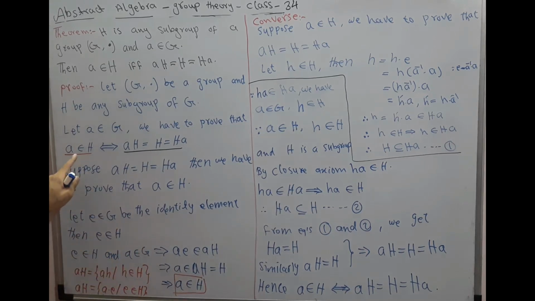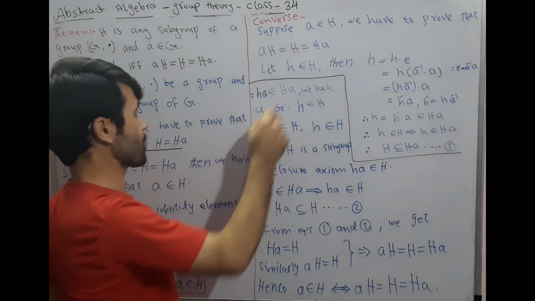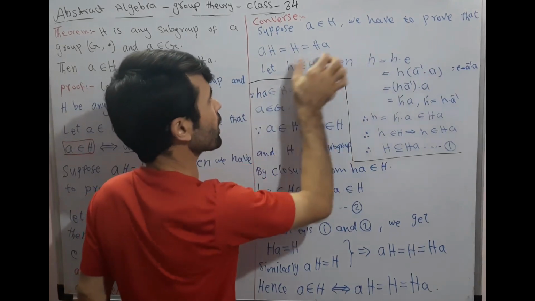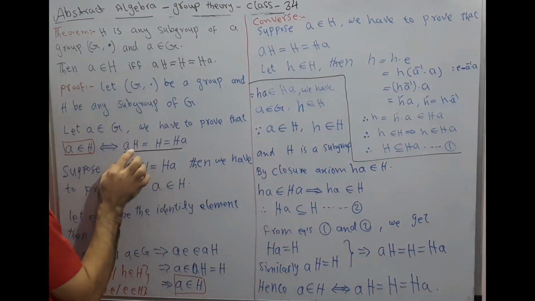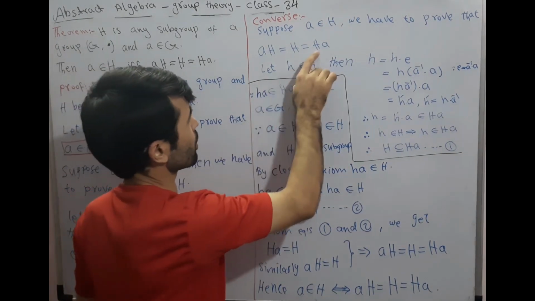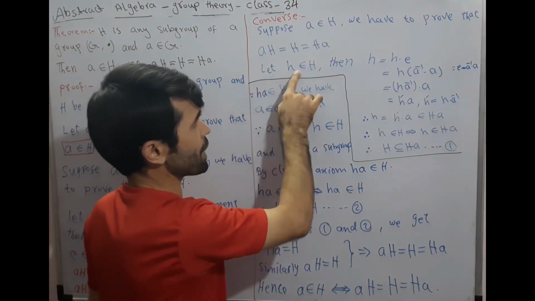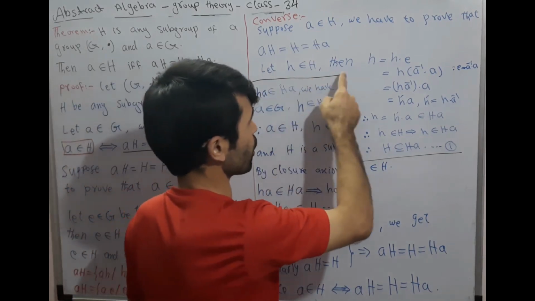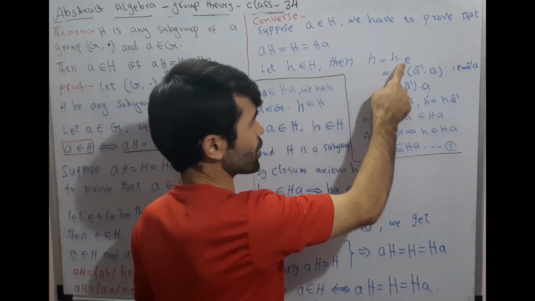Converse of the theorem. First, we assume that the left side is true. Then we prove the right side. Suppose a belongs to H. We have to prove the right side, which is left coset equal to H equal to right coset. Let h belong to H, an arbitrary element of H. Then h = h·e.